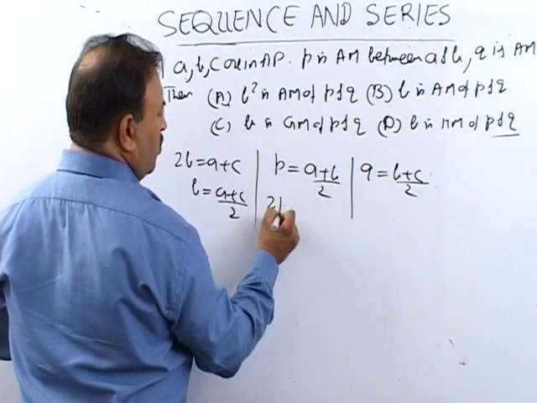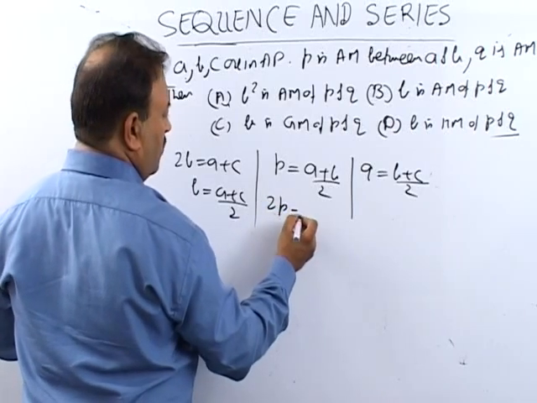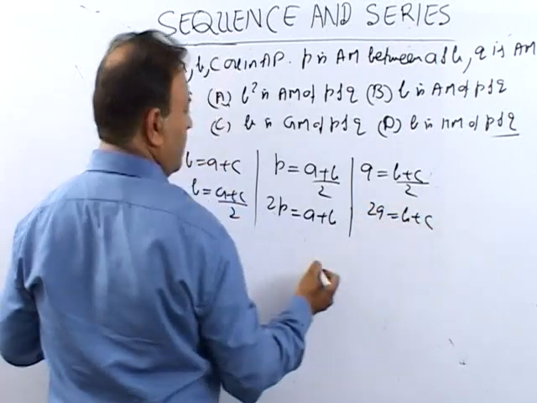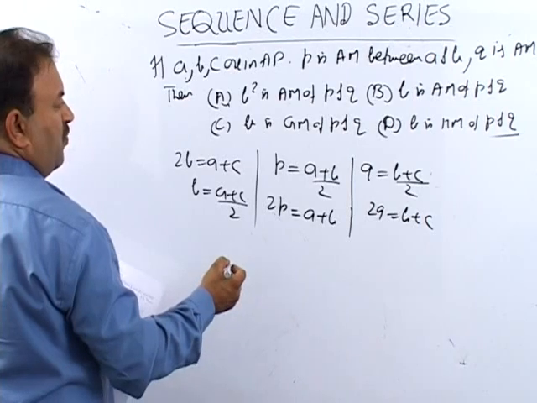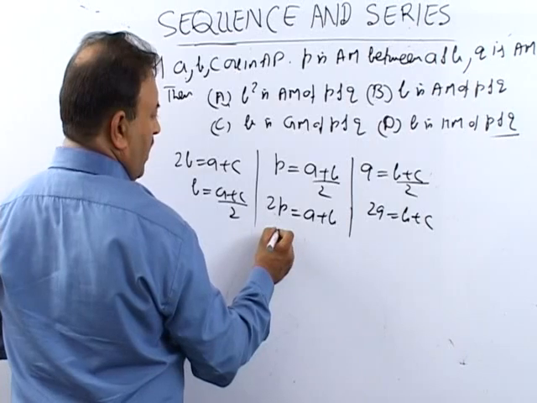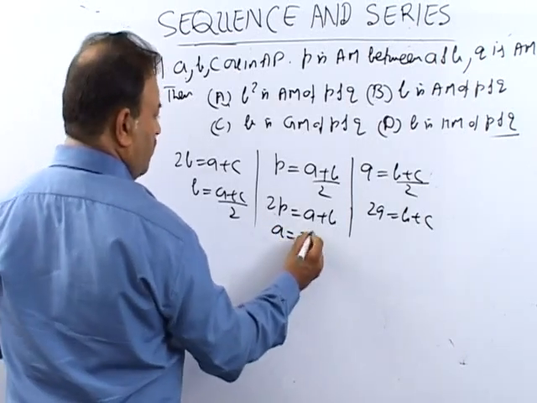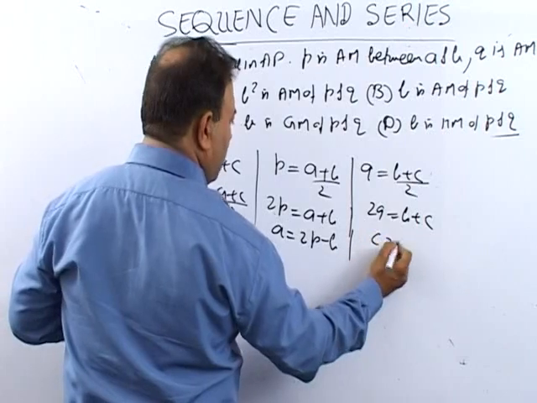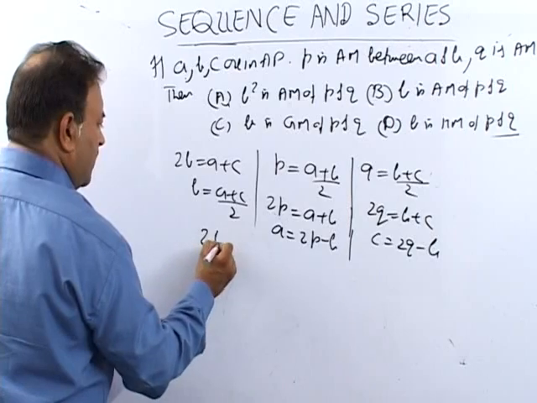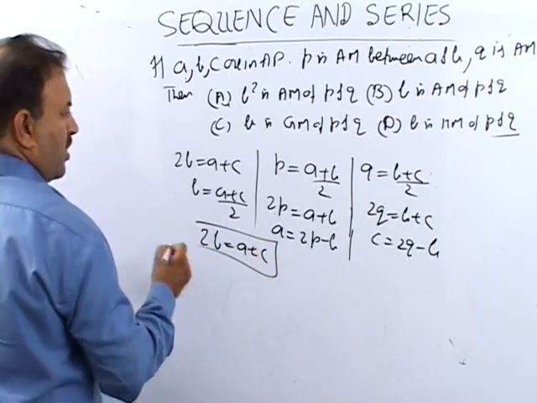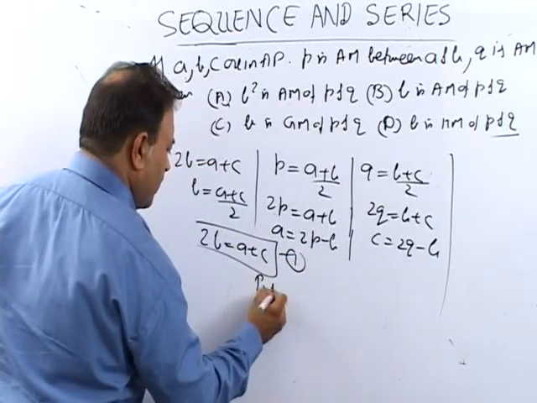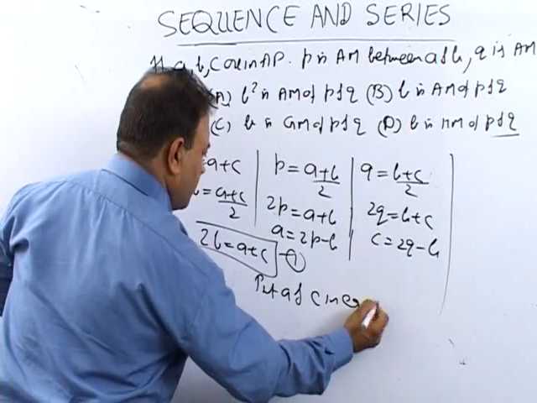So यहाँ से 2P is equal to A plus B. यहाँ पे आएगा 2Q is equal to B plus C. We wanted B, P and Q, so A की वैल्यू यहाँ से आ जाएगी 2P minus B. यहाँ से C की वैल्यू 2Q minus B. एंड यहाँ पे 2B is equal to A plus C. तो क्या करेंगे आप, this is equation number 1. We put A and C in equation number 1.